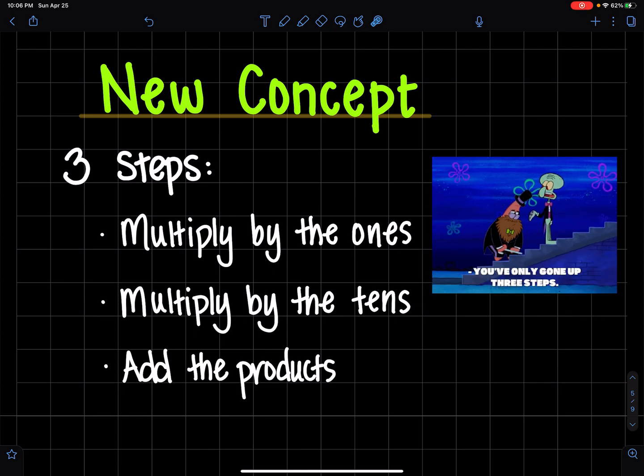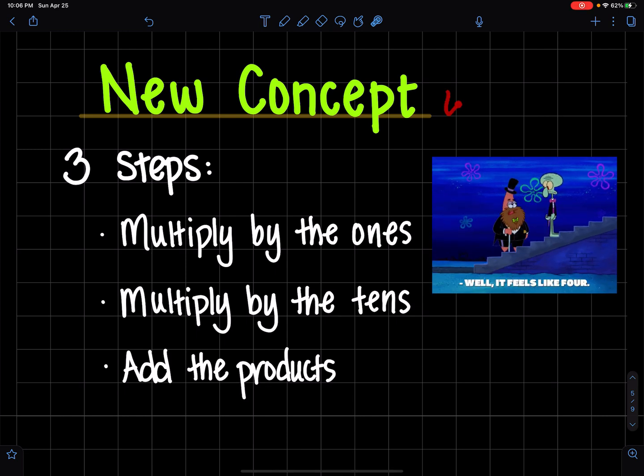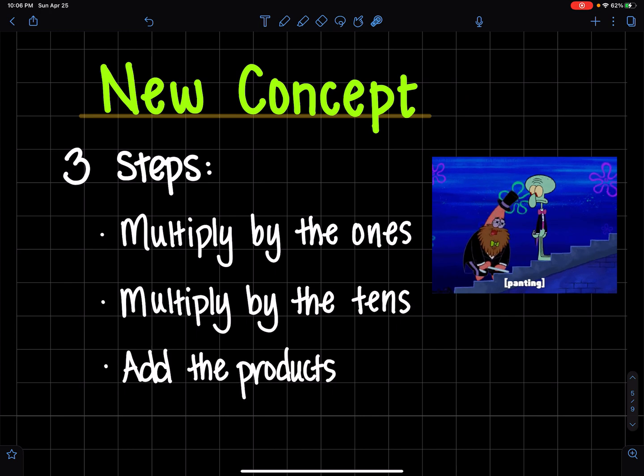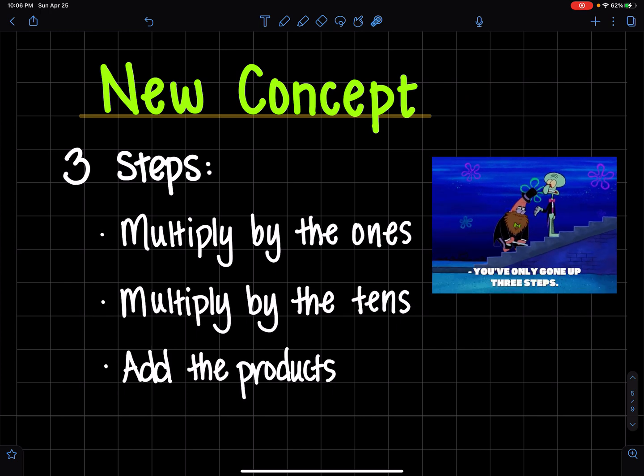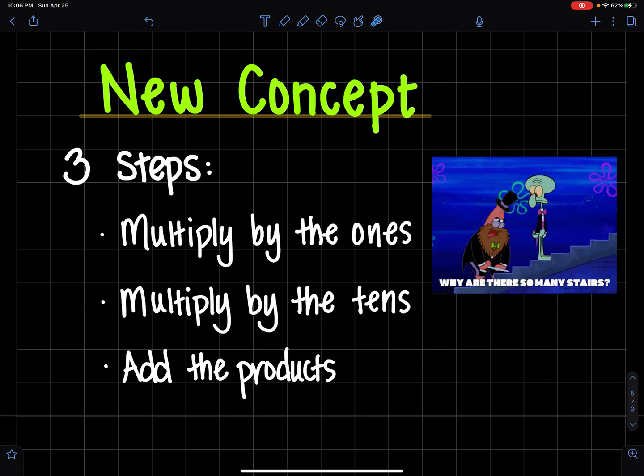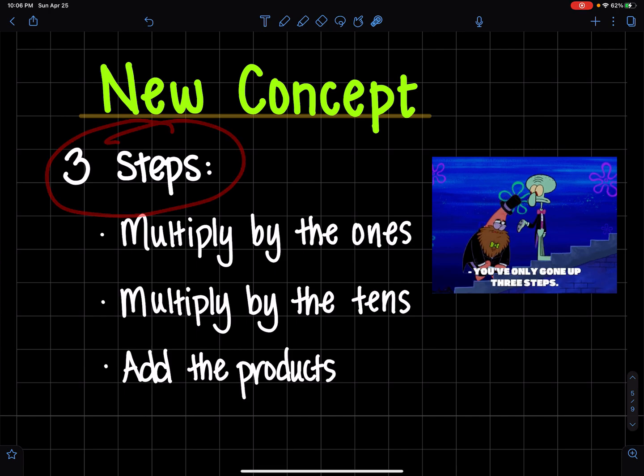Okay, buddy? Here we go, the new concept. This is going to be really fun and definitely useful. The new concept is multiplying two two-digit numbers together. Okay? So whenever we do that, there's going to be 3 steps in how we do it.